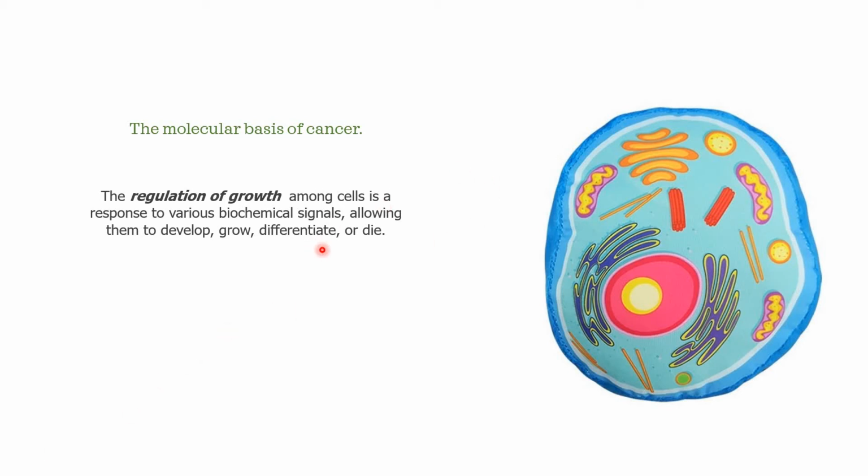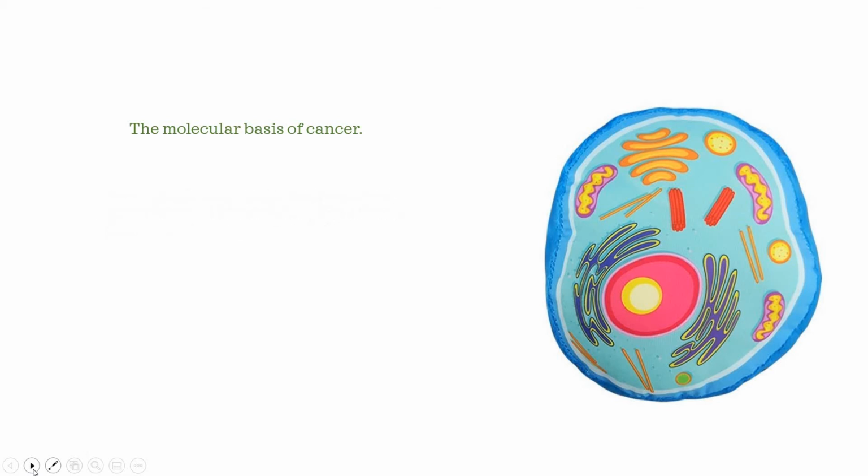this sentence. So again, yung pagre-regulate ng growth among cells, that regulation of growth is a response to different biochemical signals. Okay? And that response, that capability of cells to respond to these biochemical signals allows it to develop, to grow, to differentiate, and die. Our cells basically receive different instructions under different situations. Okay, and those instructions cover things regarding development, regarding growth, regarding differentiation, or even death.